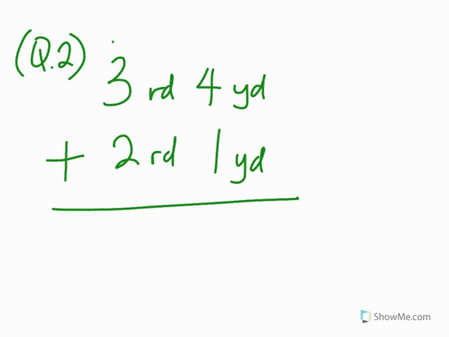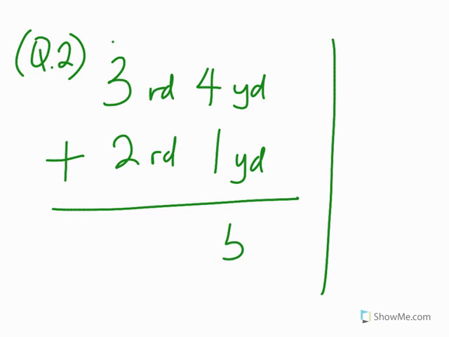Question 2. 3 rods, 4 yards, plus 2 rods, 1 yard. We start with the smaller unit, which is the yard. We add it up. 4 plus 1 is 5. Then we ask ourselves, what is the relationship between yard and rod? So we see that 1 rod is 5.5 yards. But we have 5 yards here, which is less than 5.5. So because it's less than 5.5, we now leave it as it is.